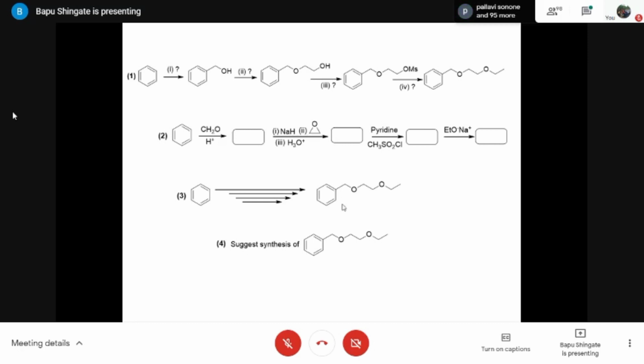See, the transformation, I have just provided here. You have to think yourself what kind of reagents one can use over here, what kind of reaction conditions to get, what kind of substrate there is. That's why organic chemistry is a thinking chemistry.